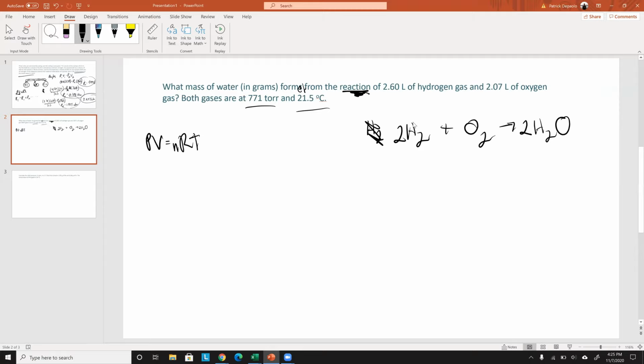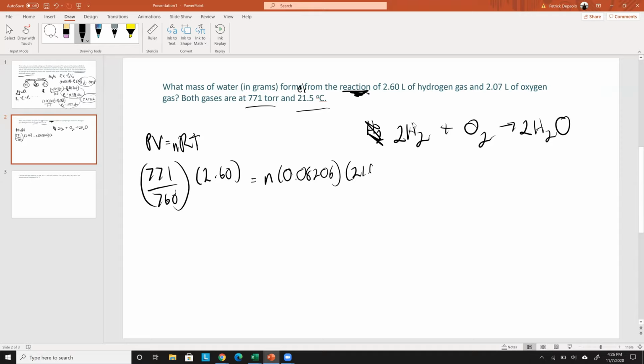The first thing we would do is write a P1V1, a PV for each gas. So hydrogen gas, the pressure is going to be 771 torr because we know the pressure of both gases is 771. So we write 771 over 760 because we need all the pressures to be in ATM. The volume is in liters, which is 2.60. N is what we don't know. R is 0.08206. And T, temperature, which is 21.5 plus 273 to make it in Kelvin. So we can solve this, and I'll do it real quick on my calculator.